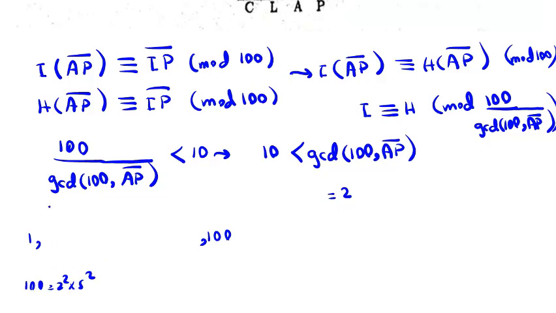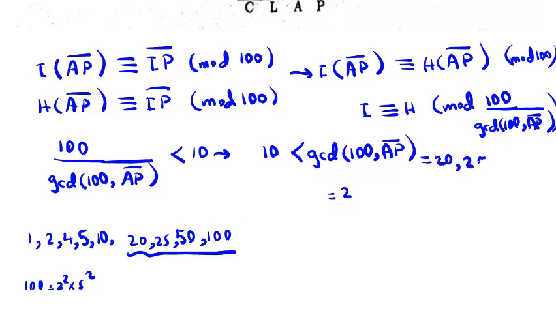3 times 3. If you don't know any of them or have any question, feel free to send a message to my WhatsApp number in the description and comments. So it is 1, 2, 4, 5, 10, and then 20, 25, 50, 100. Let's count 1, 2, 3, 4, 5, 6, 7, 8, 9. Yes. So because it is greater than 10, it is 20. It can be 20 or 25 or 50 or 100.